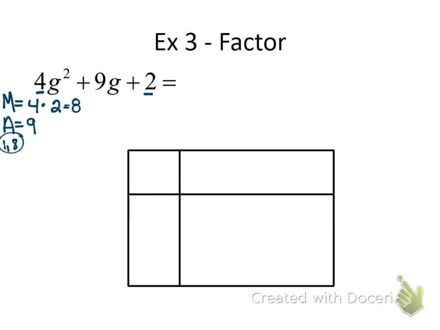So if I take 1 times 8, I get 8. And if I add them together, I get 9. So I can stop right there. I don't need to keep finding the factors once I have the answer. So there's step 2 of our notes. Done. Now I'm ready to go to step 3 of my notes.